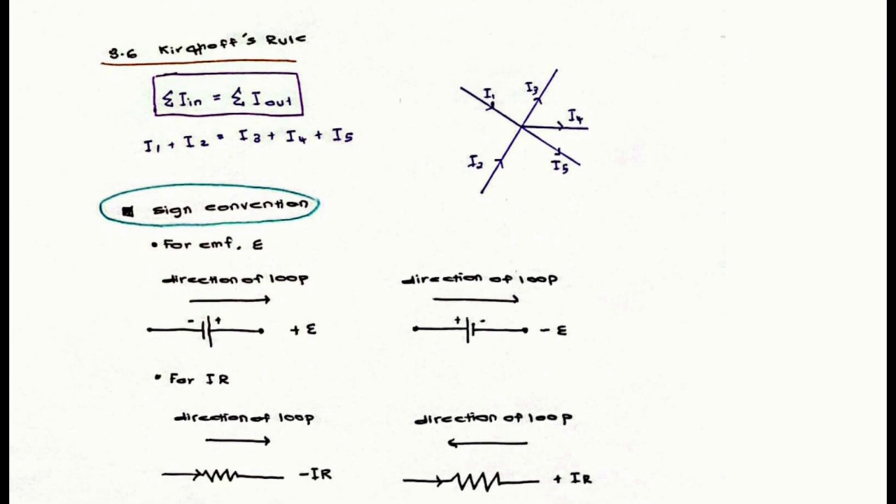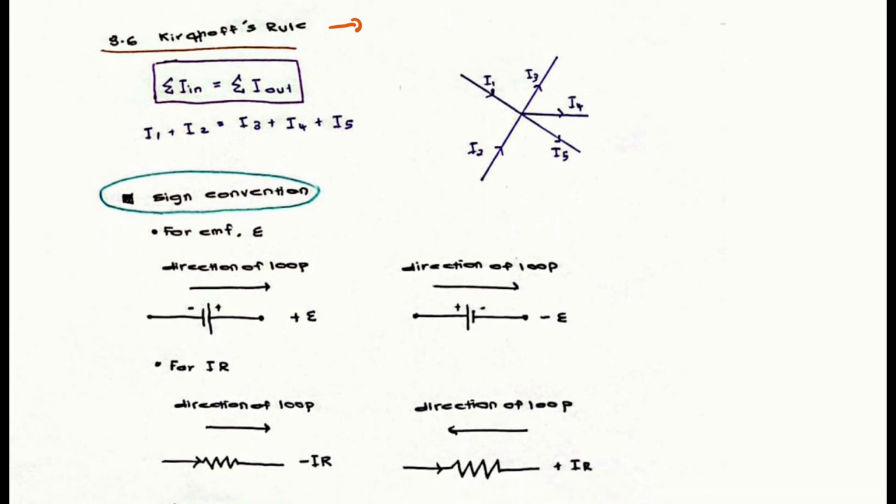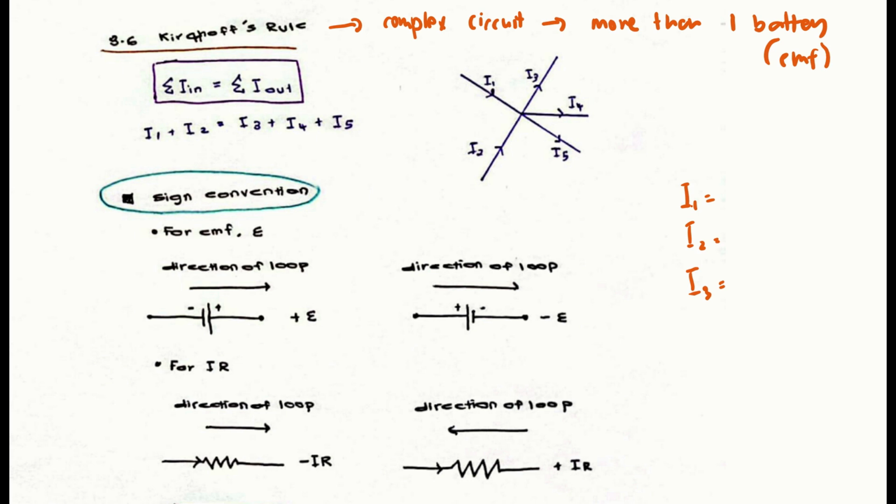3.6 is basically about Kirchhoff's law. Kirchhoff's law is used when we have a complicated or complex circuit. So what does it mean by complex circuit? It means that you have a circuit with more than one battery or more than one EMF. If you have that type of circuit, you need to apply Kirchhoff's rule to solve the circuit, normally to get the value of current flowing in that circuit. The question may also ask you to get the voltage or the resistance in that circuit.